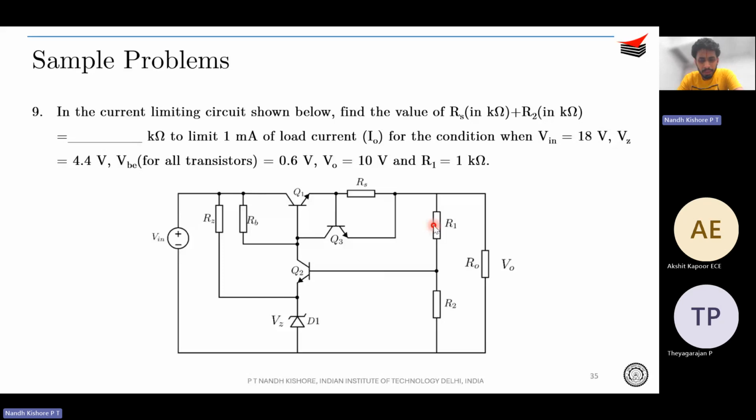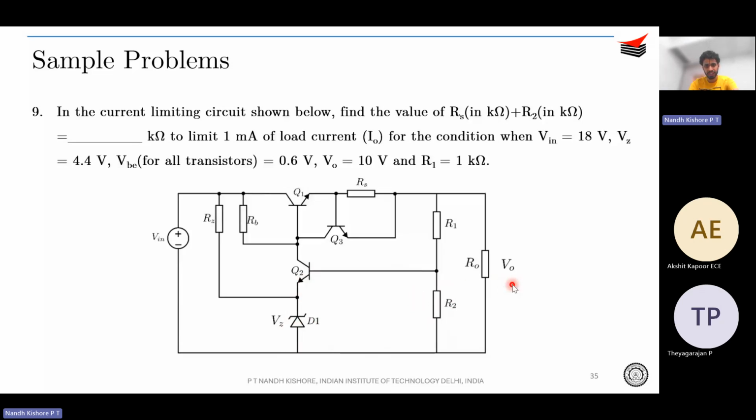Okay, so again a pretty simple problem. From this observing itself, you can tell that V0 is 10 volts and R1 is 1K, right? And you also know what is Vz. Vbe is given as 0.6. So you know what is VR2. By applying KVL in the inner loop, VR2 is simply Vbe plus Vz, that is 4.4 plus 0.6. So VR2 is 5 volt.